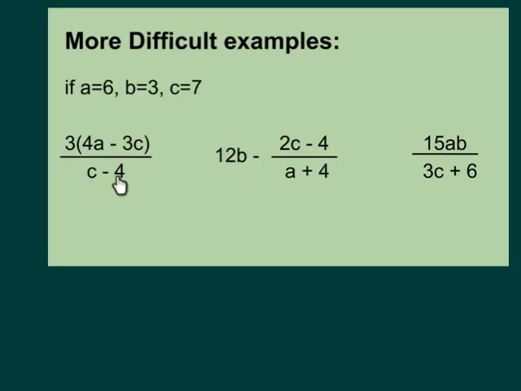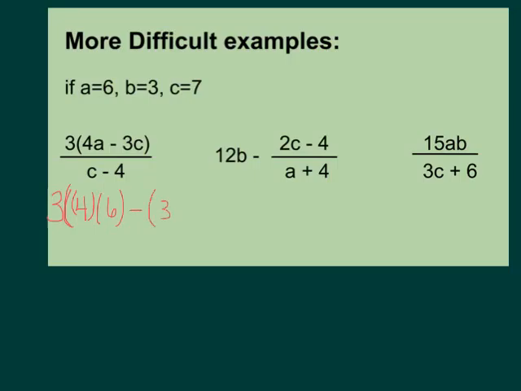Now, let's plug in the values for A, B, and C and see what we get for a total value. Bring down the 3 times 4A, where we know A is 6. Remember, we're not going to write 46. We're going to write 4 times 6. And I'm actually going to turn this into 2 parentheses, a big parenthesis and a little parenthesis.